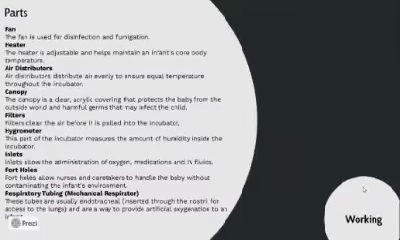Now, following are the parts of the incubator. An incubator consists of a fan that is used for the disinfection and fumigation of bacteria to prevent the baby from infection. A heater that is used to adjust and maintain the infant's core body temperature. An air distributor to distribute air evenly to ensure equal temperature throughout the incubator. A canopy. A canopy is a clear acrylic covering that protects the baby from the outside world and harmful germs that may infect the child. Filters.